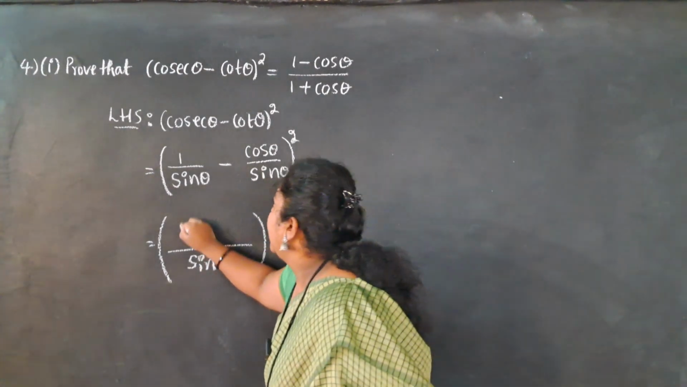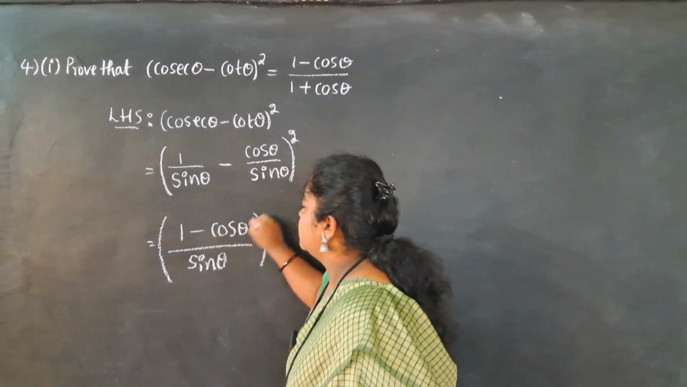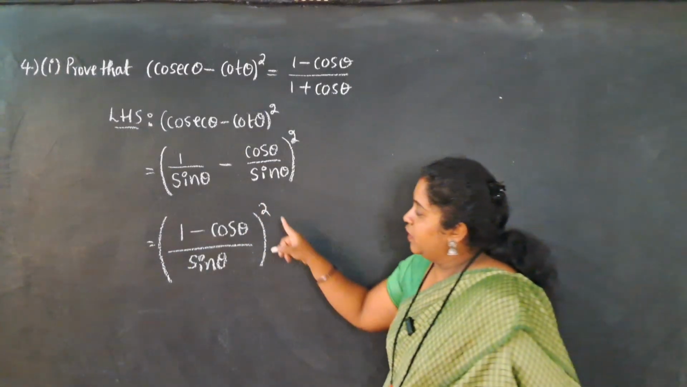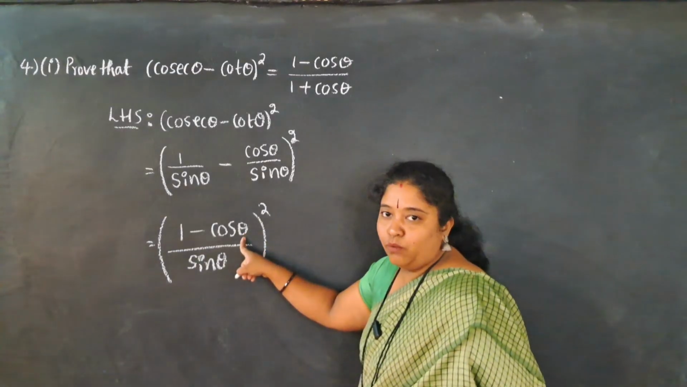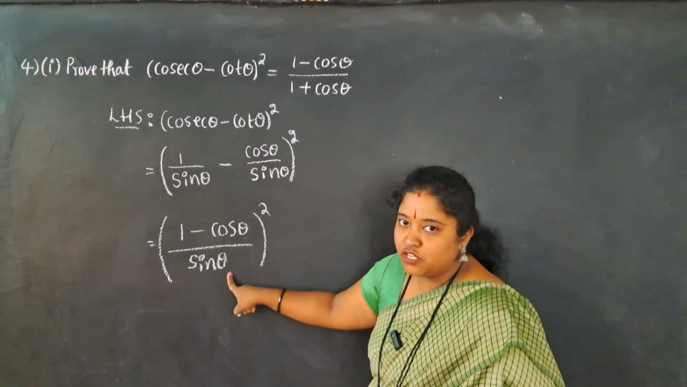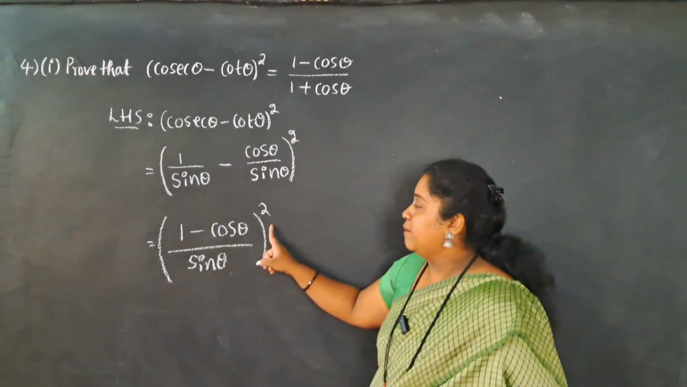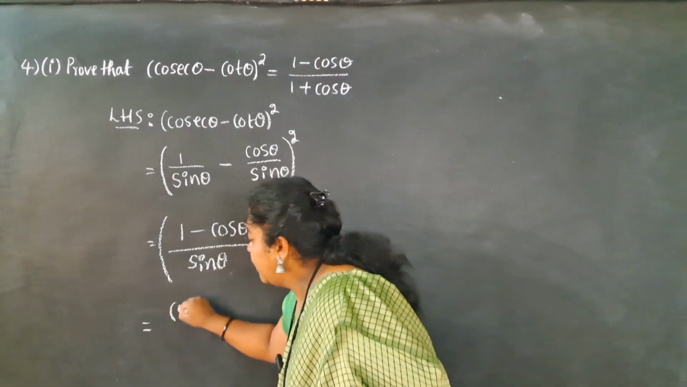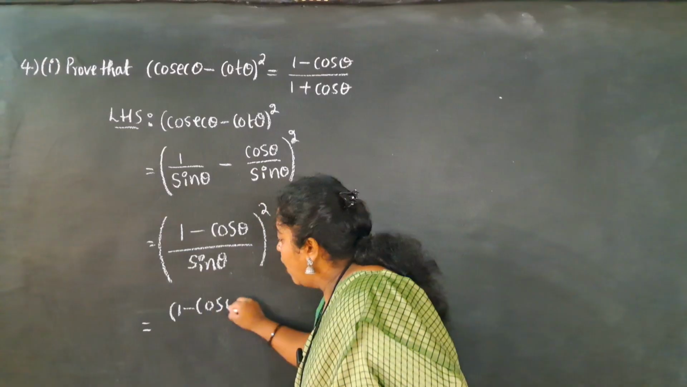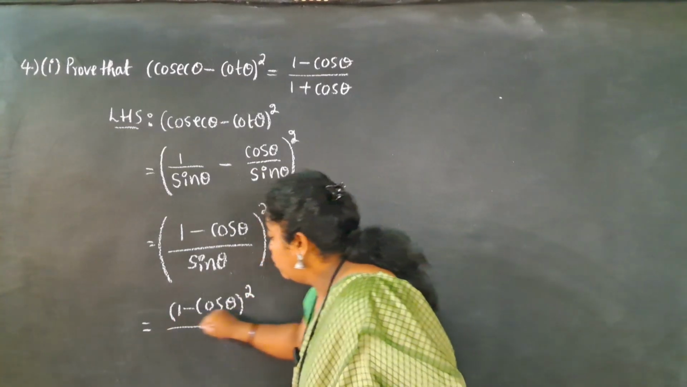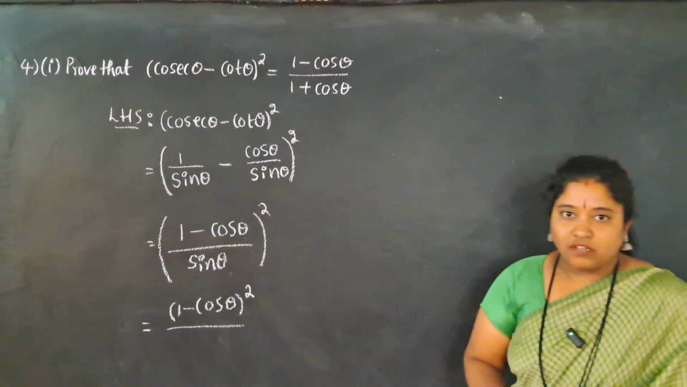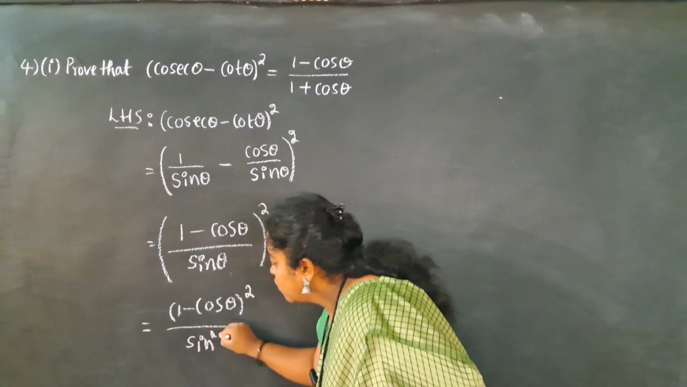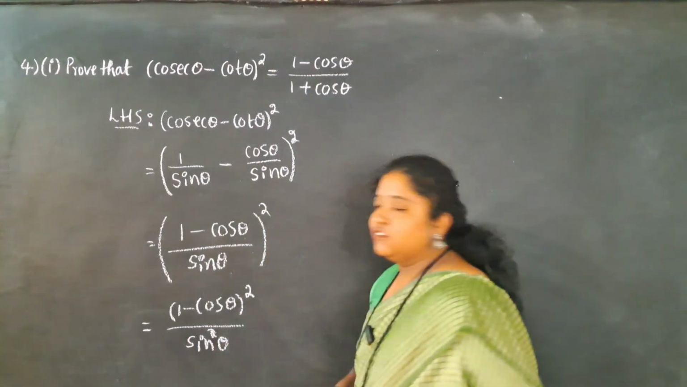Okay, numerator I have to just write as it is. Why? Because denominators are same. And I told you, dear, this square is related to both the numerator as well as to the denominator. Yes or no? And I am going to separately apply them. Now, if I apply the square to the numerator, it will become 1 minus cos theta the whole square. Denominator I have sine square theta.